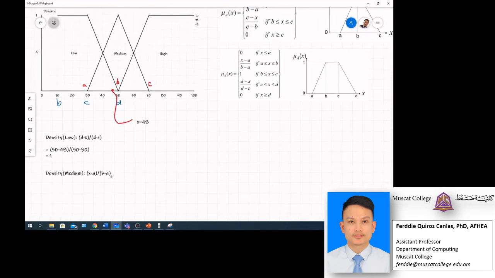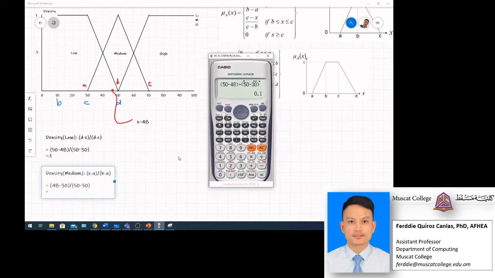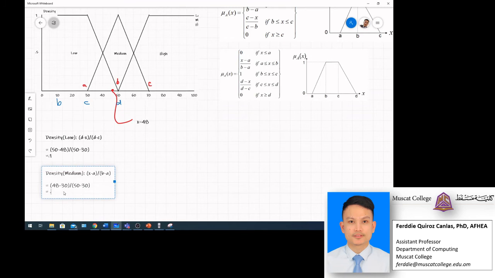Now let's go with density medium. Substitute the values, equal sign, close parenthesis, divided by close parenthesis. Let's see the value here. X minus A, which is 48 minus A, which is 30, divided by B minus A, which is 50 minus 30. So calculating the values in your calculator, we will get this. 48 minus 30 divided by 50 minus 30. Okay? Equals 9 over 10, which is 0.9. So adding the two, 0.1 plus 0.9 will give you 1.